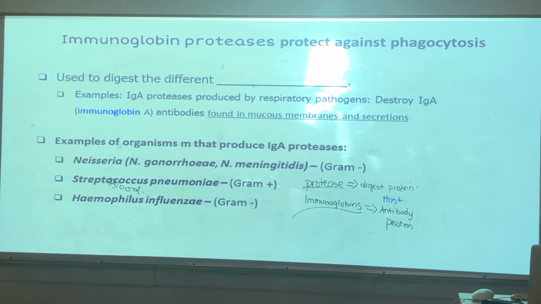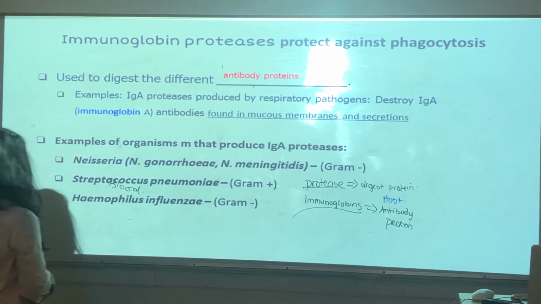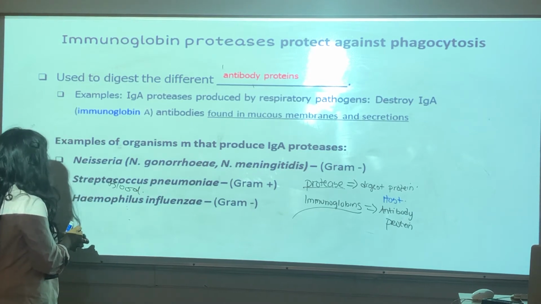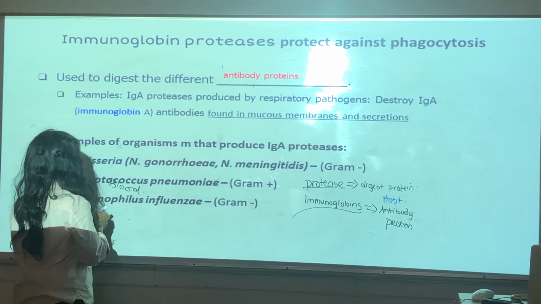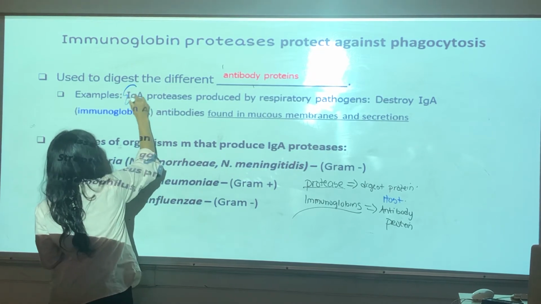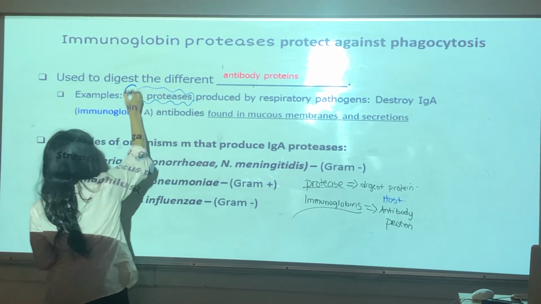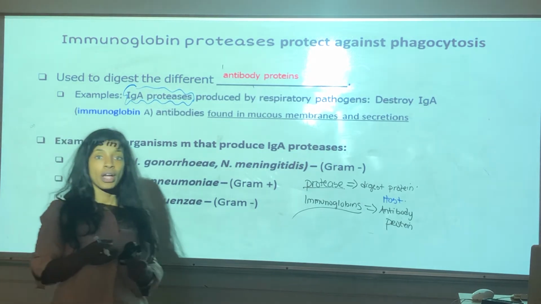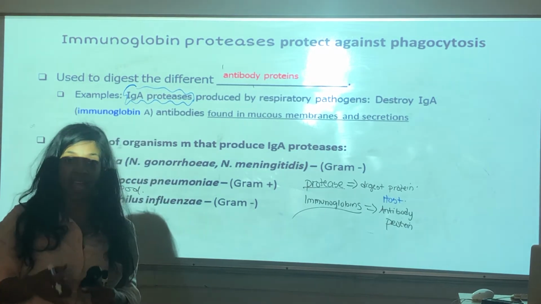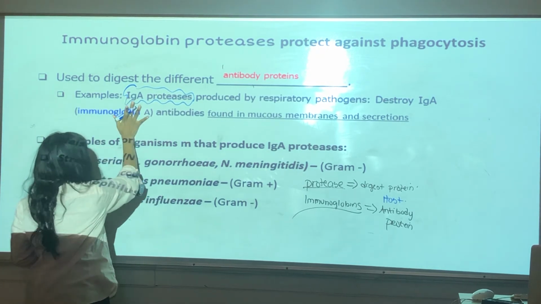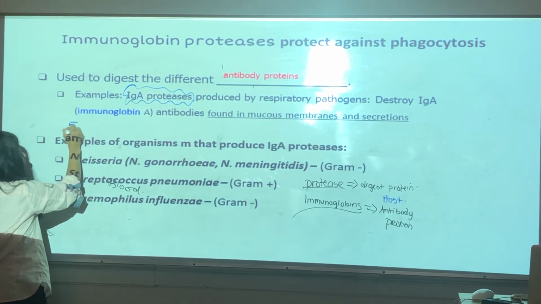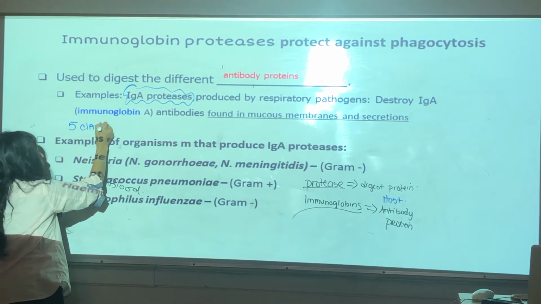So the immunoglobulin proteases are used to digest different antibody proteins, and the one that we're going to look at is the IgA protease. This IgA protease is going to be specific for digesting your IgA antibody. And there are different types of antibodies. This is just one of them. There are 5 classes of antibodies.